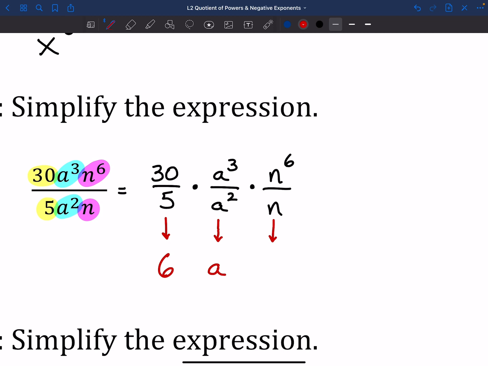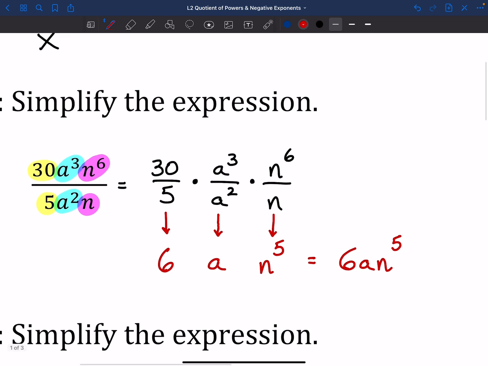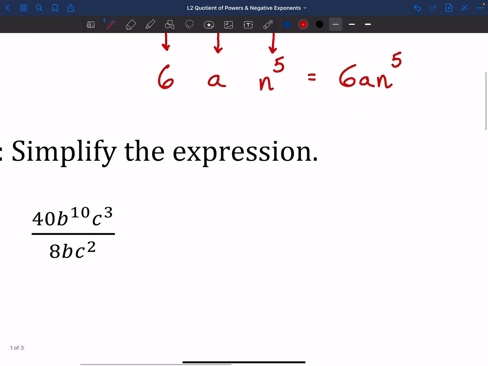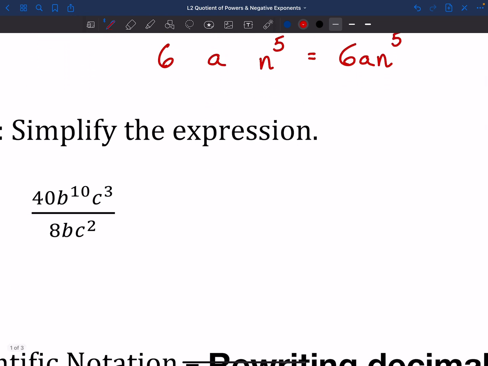Last but not least, if I have n to the sixth divided by n, that's taking 1 away from the 6, so I have n to the fifth. So when I'm getting my final answer here, it's just all these pieces smushed together: 6a n to the fifth. We took each individual piece, did that division, and just smushed them together. So hopefully it doesn't seem all that bad. Let's try another one out. And actually, by let's try another one out, I'd like you to try this one out. Pause here, give it a go.